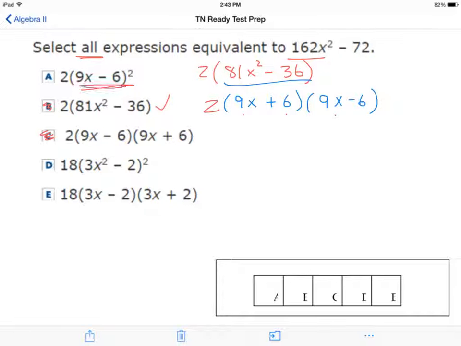I also know that if I multiplied this out in answer choice A, I would get a linear term. So that's definitely not an answer.